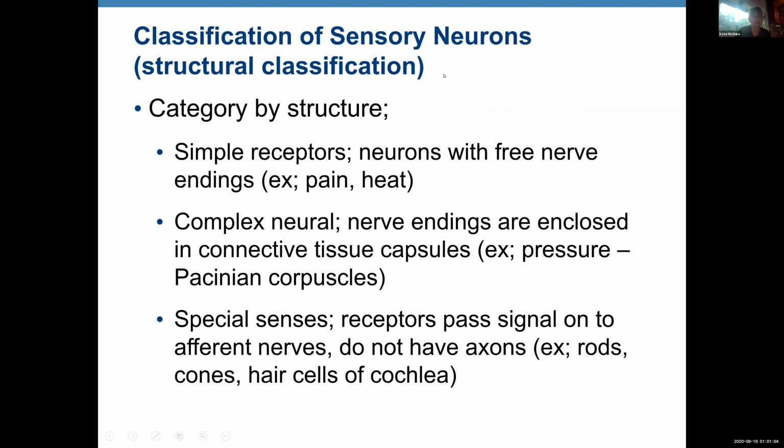Also, we can classify sensory neurons based on their structural classification. They can be either simple receptors, complex receptors, or receptors for special senses. Simple receptors are just free nerve endings, so those are just dendrites. Complex neural receptors are also dendrites, but they have a connective tissue capsule surrounding them. And special senses are special cells, such as rods, cones, and hair cells for hearing and equilibrium. So they are found in special sense organs.